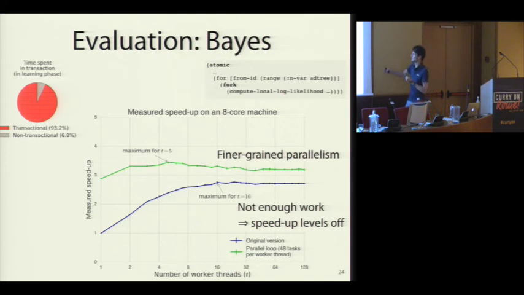So while in the original version, not enough work was available to keep all of the processors busy, in this new version with a more fine-grained parallelism, we can keep all of the processors busy, and this way we get a higher speedup.